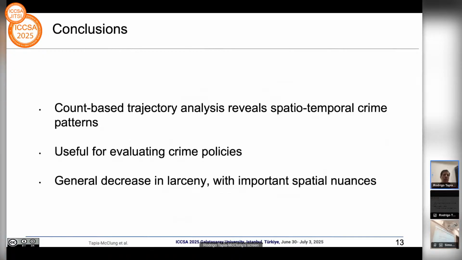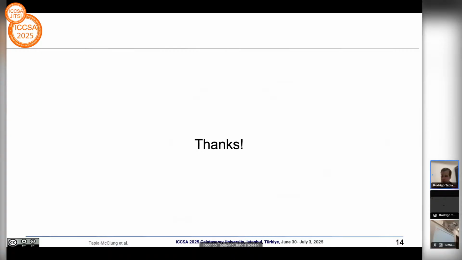As our conclusions, we do see that count-based trajectory analysis reveals spatial temporal crime patterns, as we saw from the cells, and which is potentially useful to evaluate crime policies and interventions that have been happening in different moments in time. And even though we see there is a general decrease in larceny, there are some spatial nuances that are important to address and that we are currently working on. And with that, it's the end of my presentation, and I thank you very much.